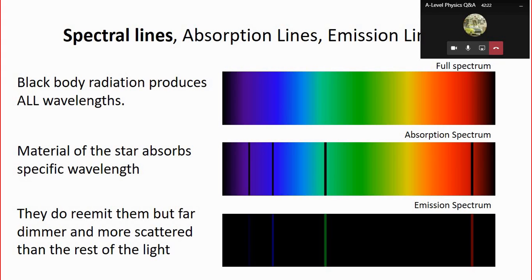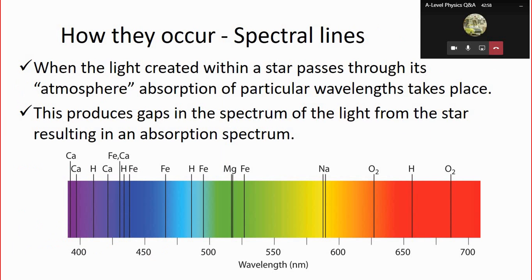But if you put a cold gas in front of a hot black body, which is actually what you have when you've got the outer layers of a star, they might be 5,000 Kelvin, 6,000 Kelvin, but they're still cold compared to the core, then it absorbs specific wavelengths of light. It re-emits them, but it re-emits them in every direction, so they're dimmer. So what you get is an absorption spectrum with these lines in it where light has been absorbed. And each individual star will have its own absorption spectrum. So it's like a fingerprint.